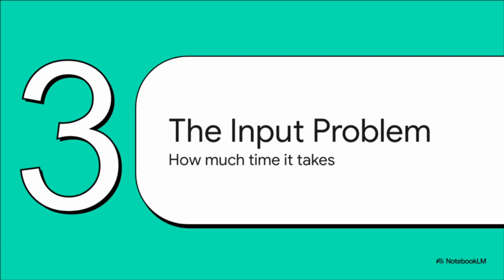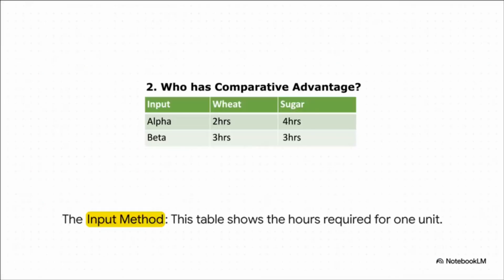This is all about the time or the labor or whatever input it takes to make one thing. Take a look at this new table. We still have Alpha and Beta, and they still make wheat and sugar. But look at these numbers. This table shows the number of hours it takes each country to make one single unit of each good. This is a crucial difference. These are resources used, not goods made.